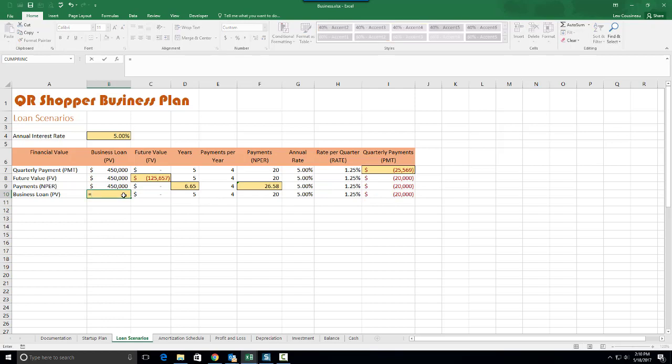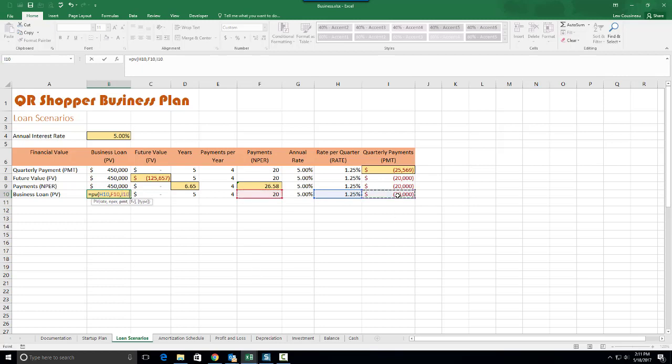So we put equal PV. And when you hit parentheses, guess what it wants? The same things. The rate, the number of periods, the payment, future value, and type. What's the rate? 1.25. We're using a quarterly rate. How many periods? We're trying to pay it off in 20 periods. That's 5 years.